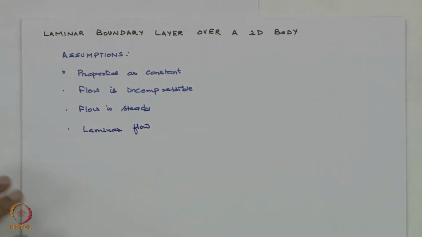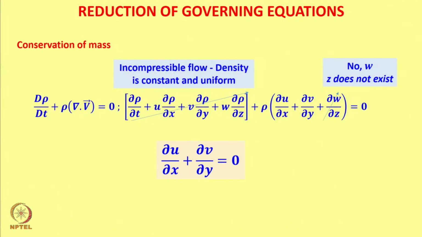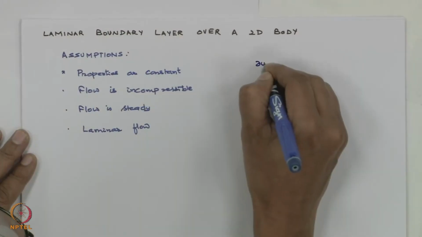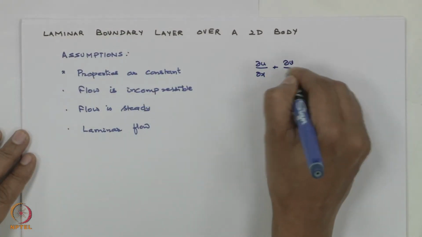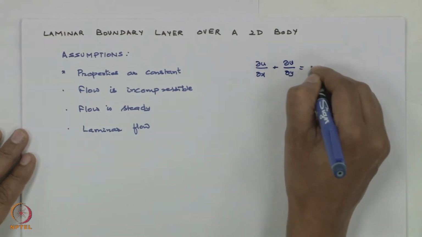Now, let me get back to my slides. If you see the conservation of mass, it is d rho by dt plus rho del dot V, and it is incompressible. So, d rho by dt would be 0, and there is no W, or the variations with W in Z are 0. So, there is no W. So, you get the continuity equation as del U by del X plus del V by del Y equal to 0.